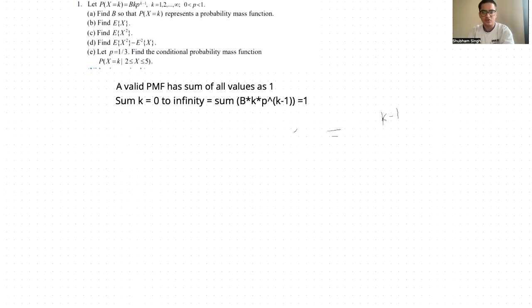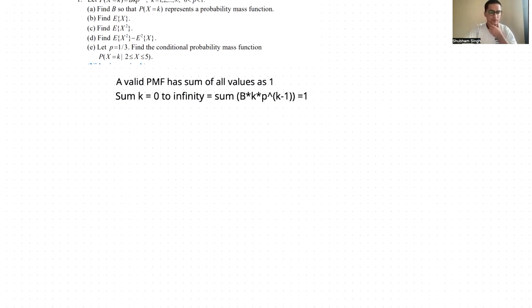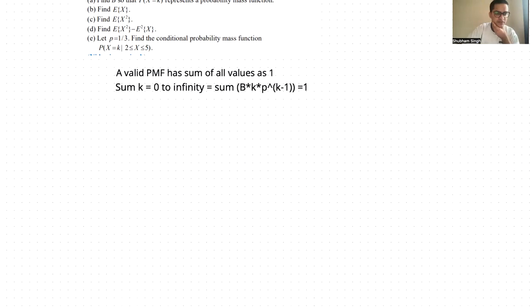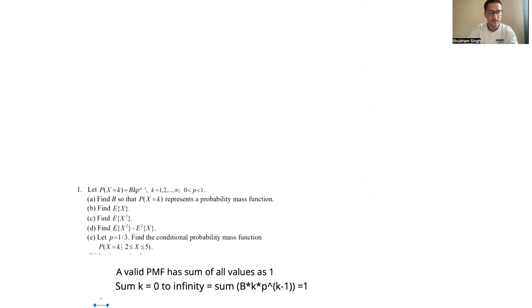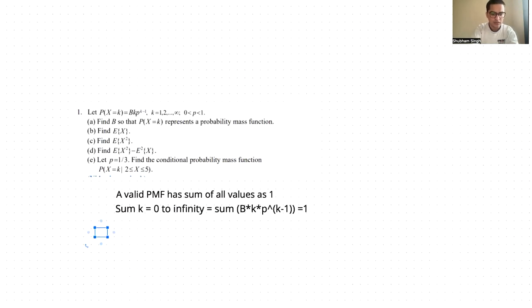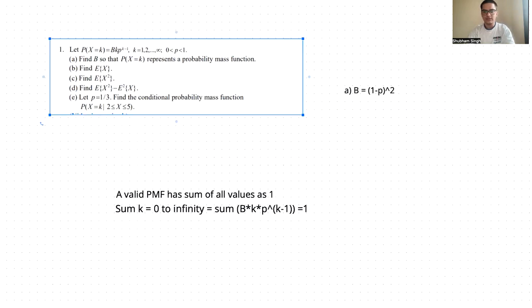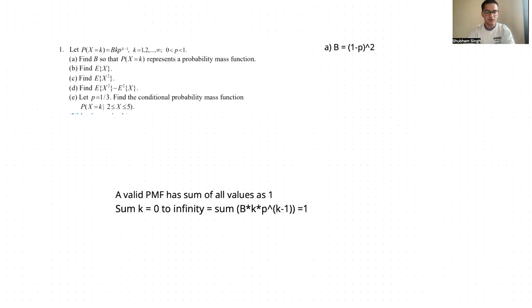So we have now solved the question for the value of b. I'll just write the answer first. The answer for 1A, so part A, is b equals (1 minus p) raised to 2. I'll put the answer here, so let's keep track of answers as well.